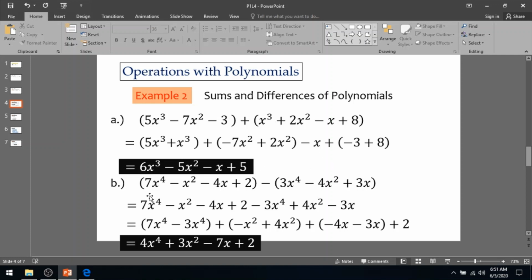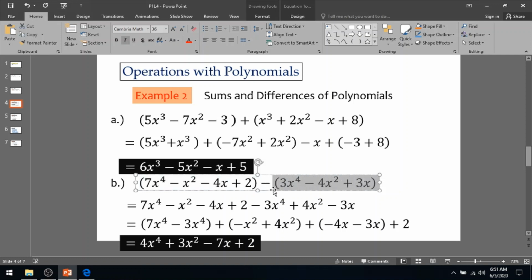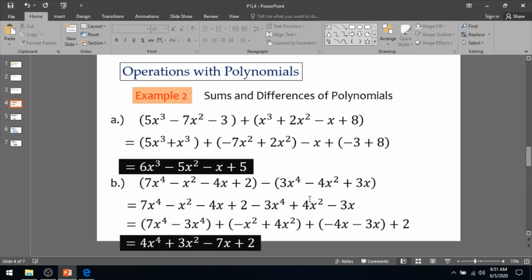Next is the difference of polynomials. 7x to the fourth minus x squared minus 4x plus 2 minus 3x to the fourth minus 4x squared plus 3x. So diri kay difference naman ni siya, ato lang usa ning i-distribute ang kaning negative sign diri sa ato ang parenthesis nga naa diri sa sulod. Okay, atong by distributive property.